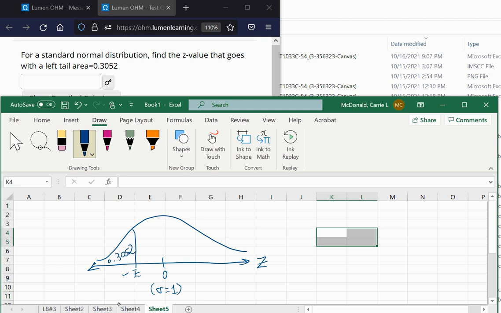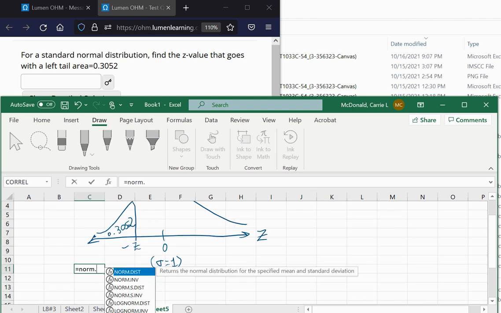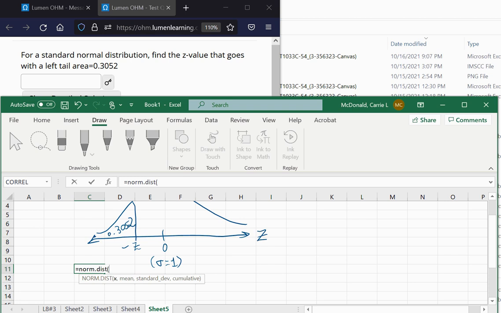There we go. So using norm.dist, remember norm.dist always gives you a left area, and that's what we're looking for. So all we have to do is put in, oh wait a minute, it's asking for x, right? X could also be z. It just means a boundary. So if the information doesn't fit, you're probably using the wrong function. Norm.dist is what we use when we are looking for an area, a probability, or a percentage. Here we are given the area, so we're not looking for the area.